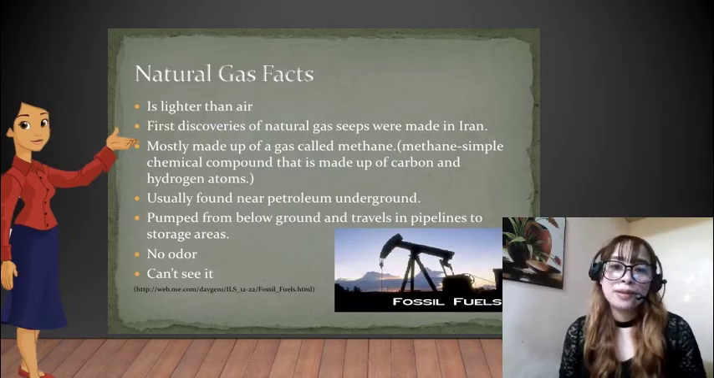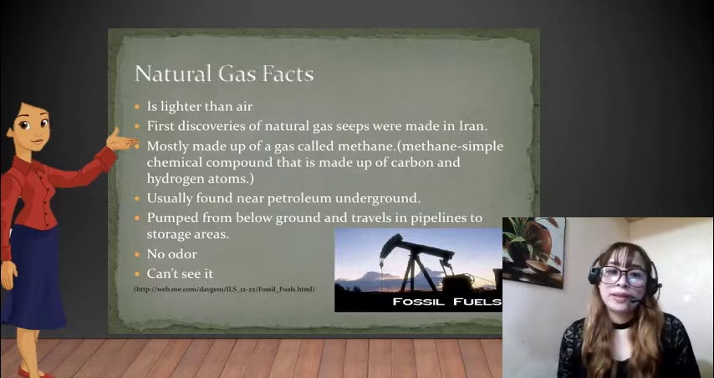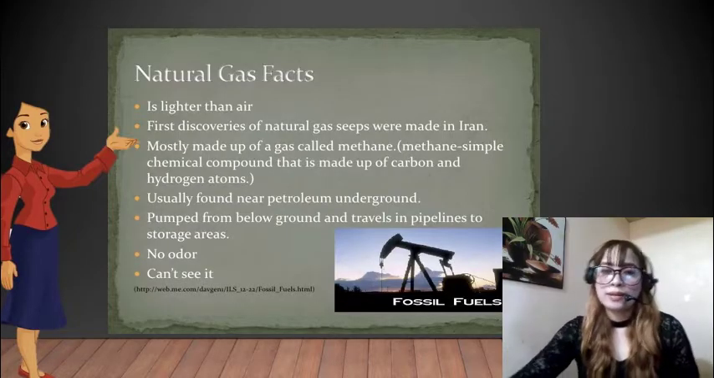Another fossil fuel is natural gas. So what do you know about natural gas? Natural gas is lighter than air, first discovered in Iran, and mostly made up of methane, which is a simple chemical compound made up of carbon and hydrogen atoms. Usually, natural gas is found in petroleum underground, and it is pumped from below ground and travels into pipelines to storage areas. It has no odor, and we cannot see it.